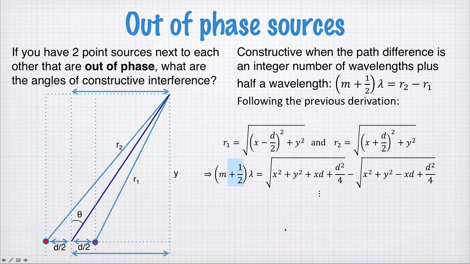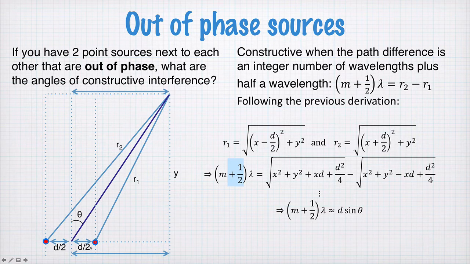And we follow that previous derivation through, make the approximation of these two sources being close together compared to the distance over here, and we end up with this diffraction equation for the 2-point sources out of phase. Instead of being m lambda is d sine theta, it's m plus a half times lambda is approximately equal to d sine theta. You could also imagine doing any number of different derivations for different phases between these sources.